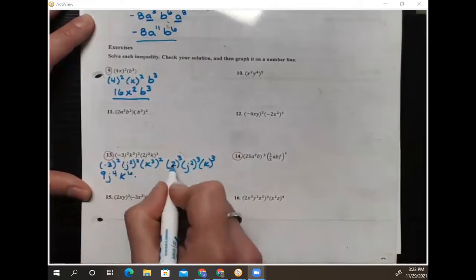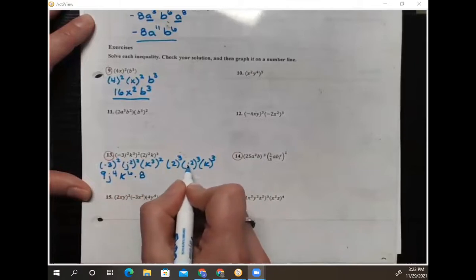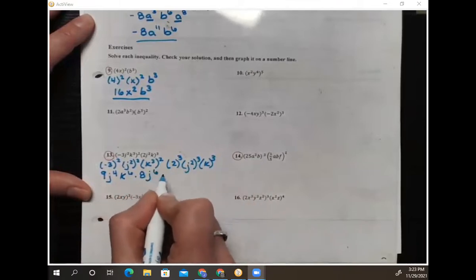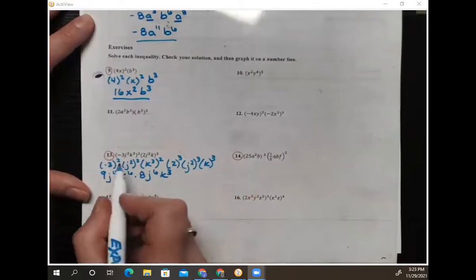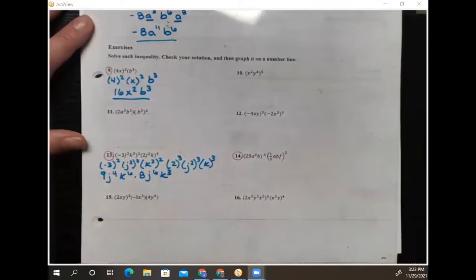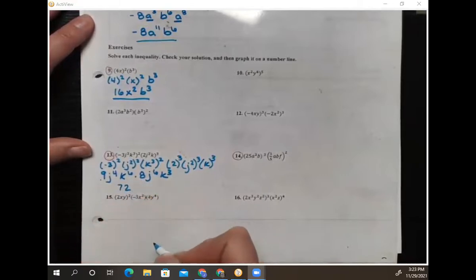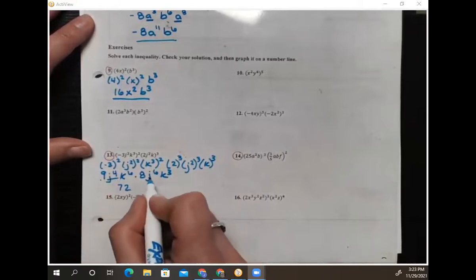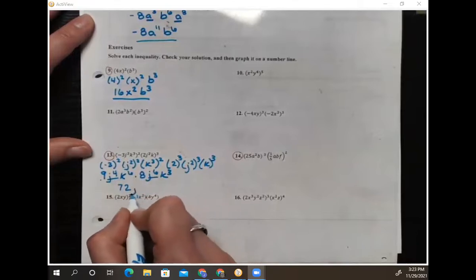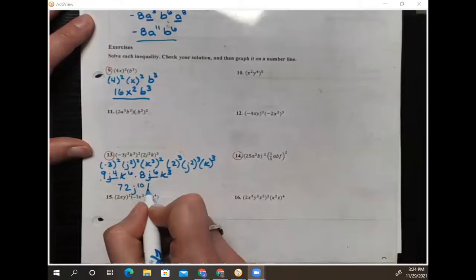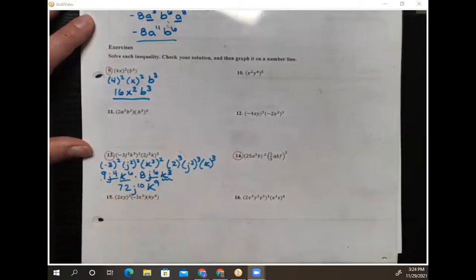And then I'm still multiplying. 2 to the 3rd power would be 8. This would be j to the 6th. And then k cubed. So I've got this term times this term. I've got a little more combining I can do. 9 times 8 is 72. And then I've got j to the 4th and j to the 6th. Now I'm going to add those exponents since I'm multiplying all these terms together. So that'd be j to the 10th. And then k, 6 plus 3 would be 9, k to the 9th.